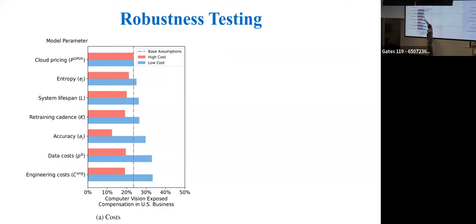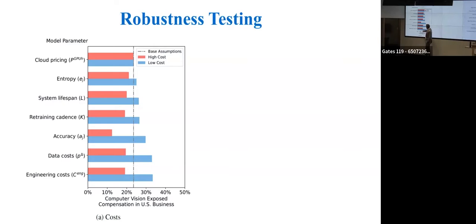You can change the amount of entropy, which is like that task difficulty. Makes a little bit of difference, but not much. I mean, you see it's like 2%. You can change how long the systems can last, right? How long between when you need to retrain them, you get very little difference. How accurate they are, though, accuracy matters a ton, right? In particular, if the tasks are harder than we're assuming they are, you need a higher level of accuracy, then the amount of automation you want to do falls way, way down because of these scaling laws. The cost escalates so fast because of these scaling laws that you don't want to do it if you need a higher level of accuracy.